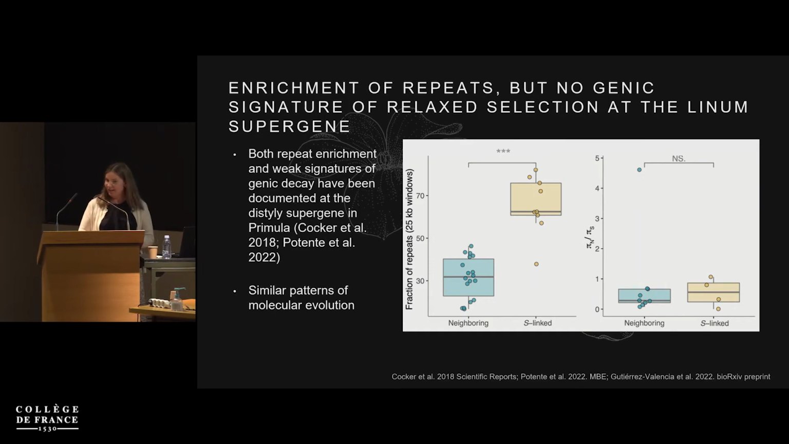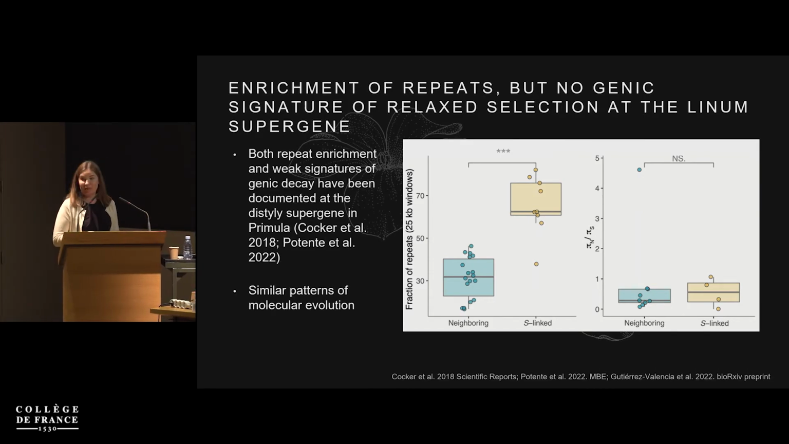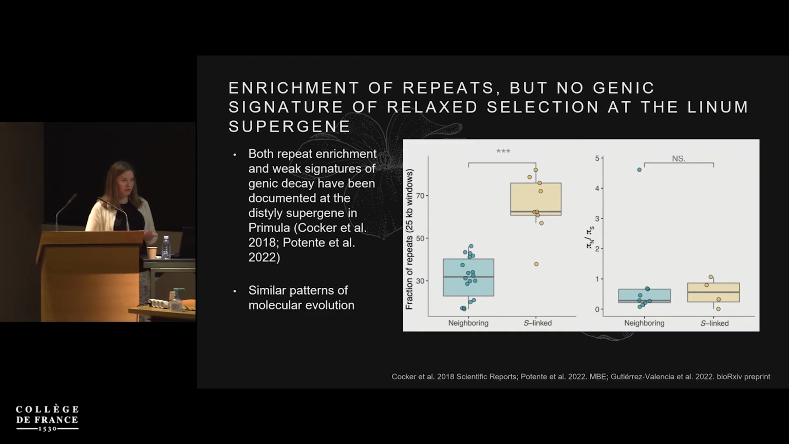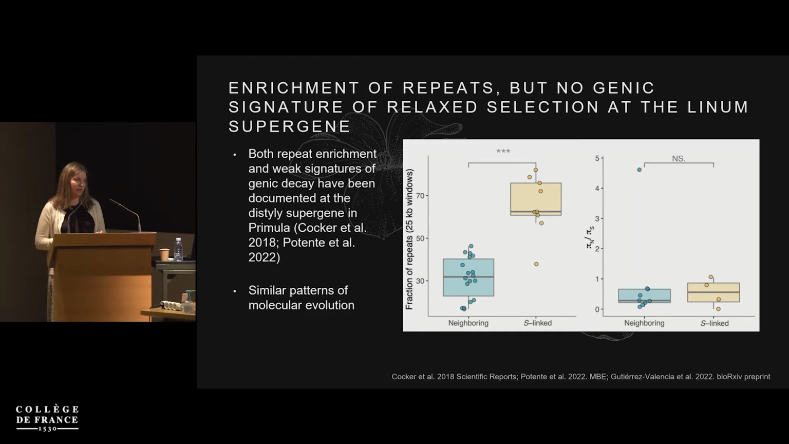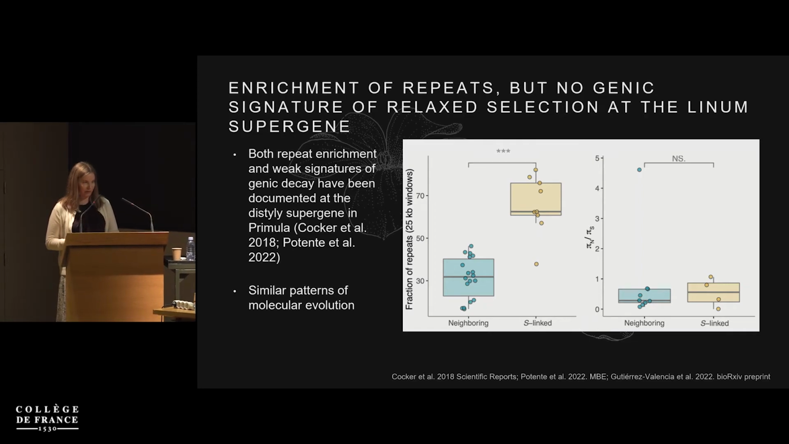And again, these patterns are remarkably similar to what has previously been observed in Primula. So both repeat enrichment and weak signatures of genic decay have recently been documented at the Distyly supergene in Primula, which has a similar genetic architecture. So there's both convergence at the level of genetic architecture and apparently also when it comes to molecular evolution.